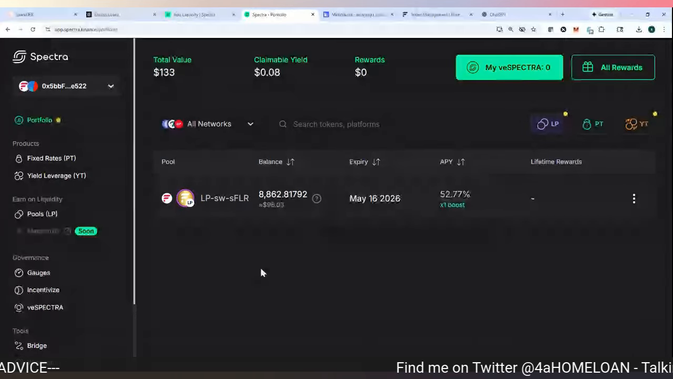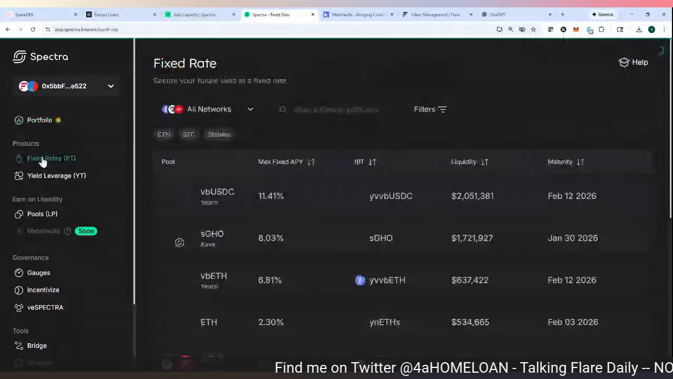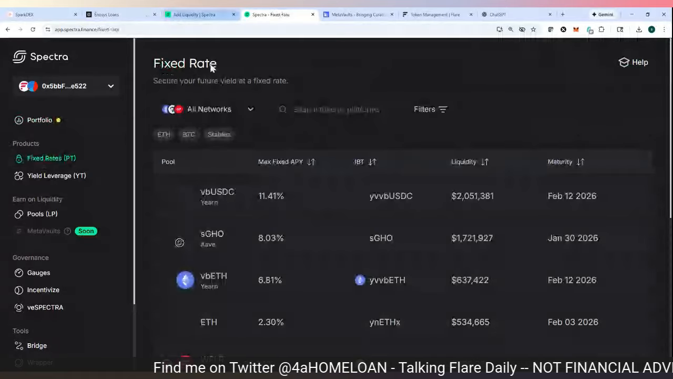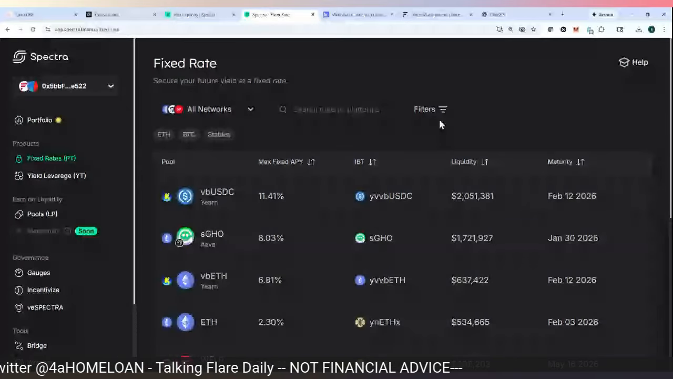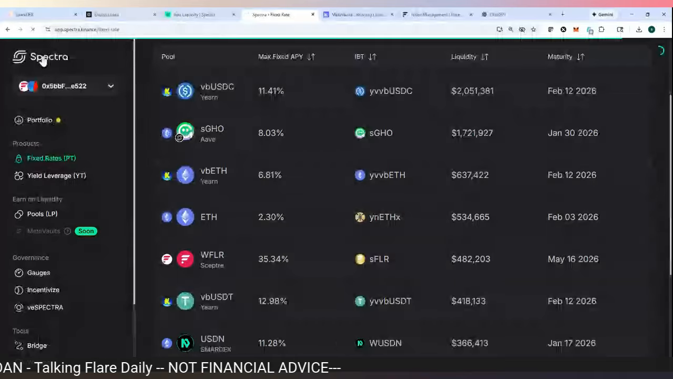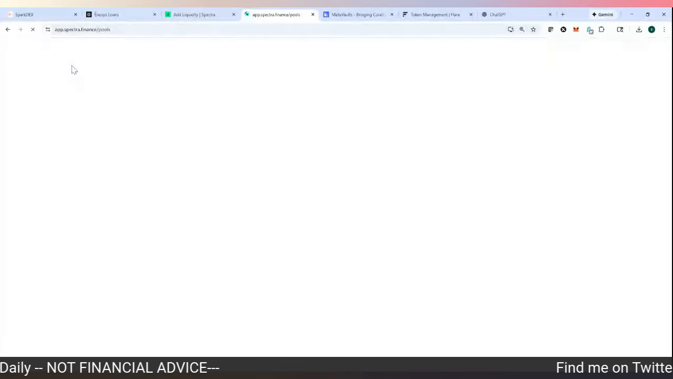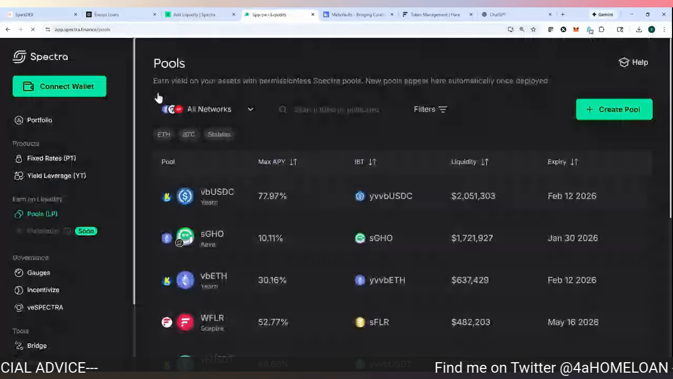So there you go, guys. That is how you participate on Spectra. Again, important to make sure that you have the docs, read the docs before you jump in. Read the docs, get yourself informed.